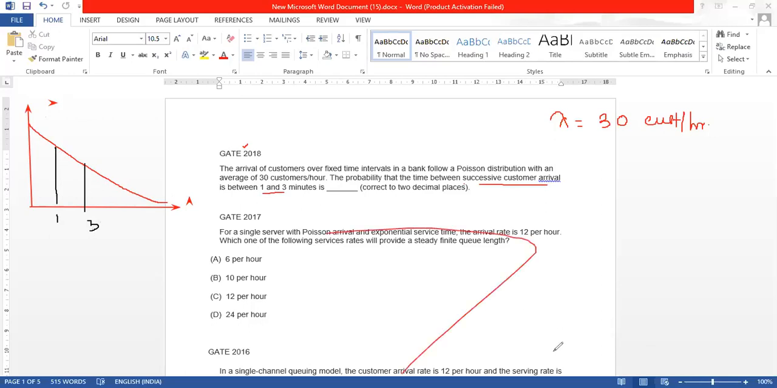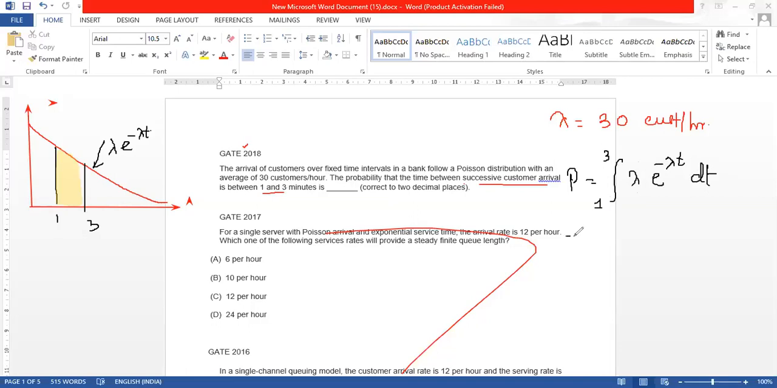Therefore, what we have to do here is just integrate it. This will give us the probability that the inter-arrival time, or the time between two successive customer arrivals, is between 1 minute and 3 minutes. So we have to take the integral of this function, which is again lambda. Therefore, this probability will be given by integrating between 1 minute and 3 minutes lambda e raised power minus lambda t dt.